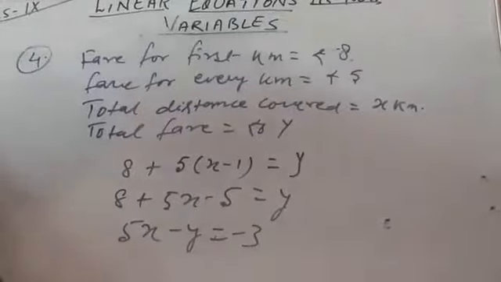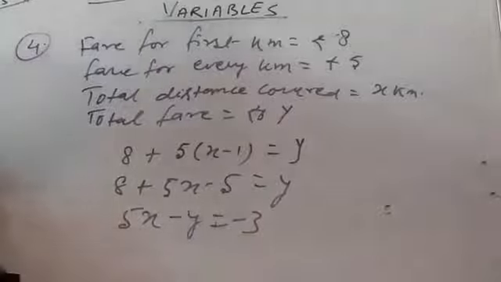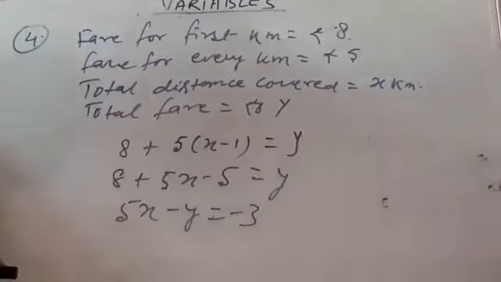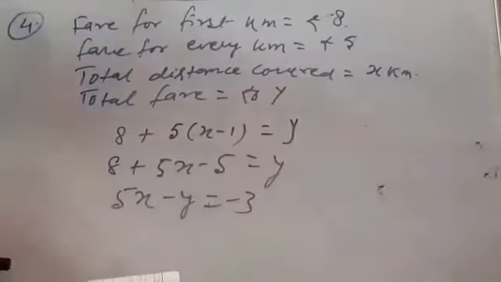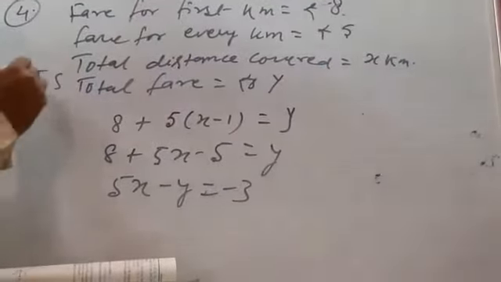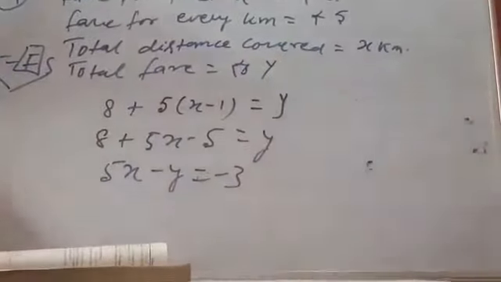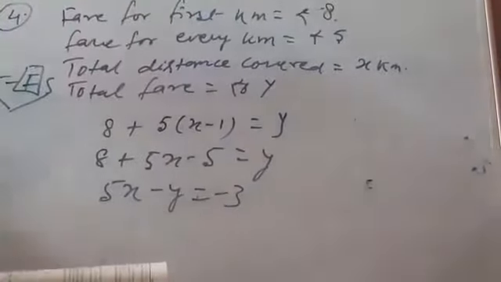Question number 6: if the work done by a body on application of a constant force is directly proportional to the distance traveled by the body, express this in the form of an equation in two variables. So what is the constant? Here W is equal to Fs. F is the constant. What are the variables? W and s are the variables. So we don't deal with F.